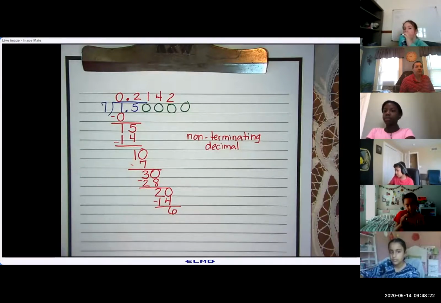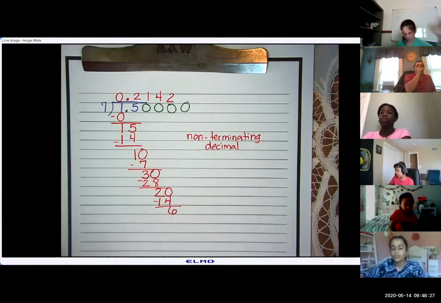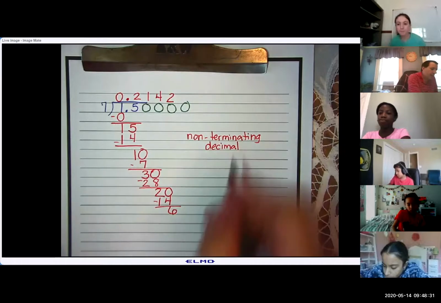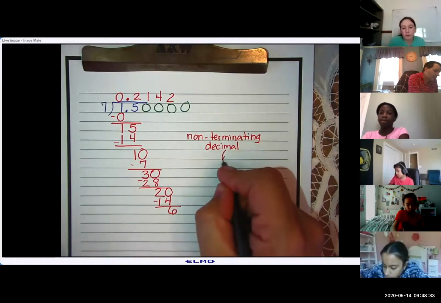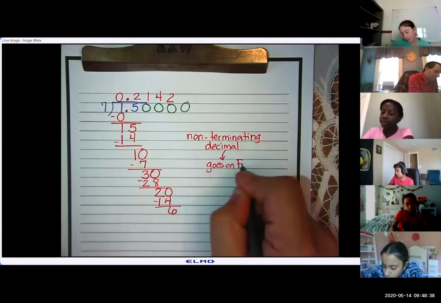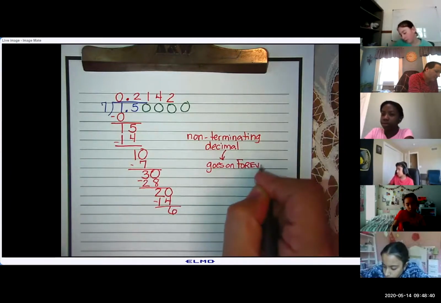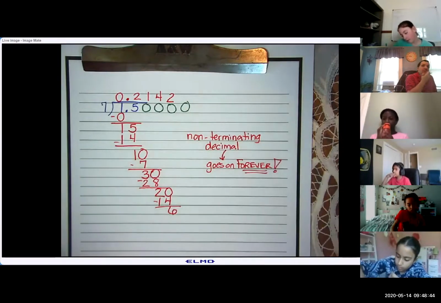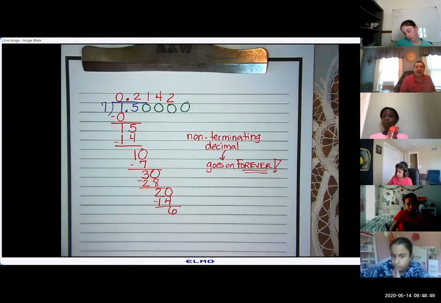Yes, Sophia. So, what would be your answer if it goes on and on? A non-terminating decimal means it goes on forever. Excellent question. It goes on forever. Your book asks you to round to the nearest thousandth.